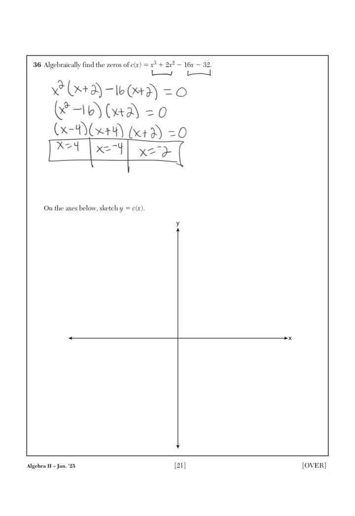Easy peasy, right? All right, now the second part asks us to sketch that graph. All right, so 1, 2, 3, 4, that's one of my zeros. 1, 2, 3, 4, that's another one of my zeros, and -2 is the other one.